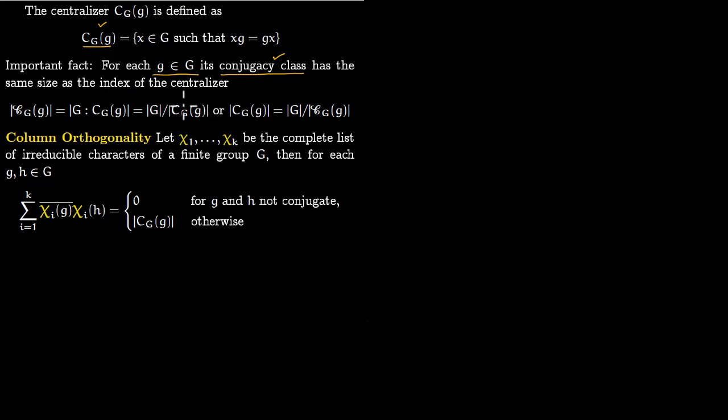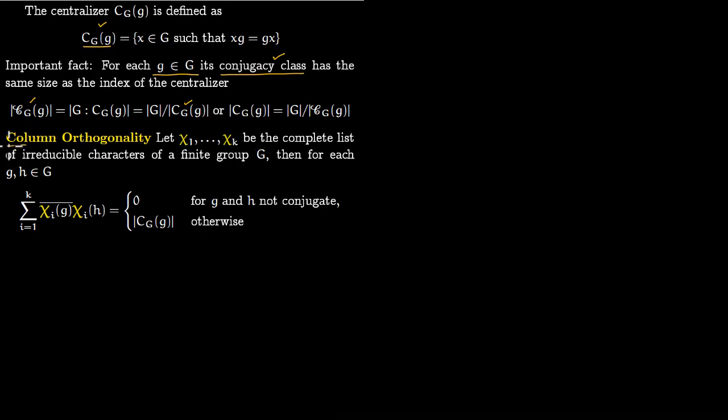We have a finite group G, so this would make sense. Or you can transfer this to this side, so the size of the centralizer is the same as the order of the group divided by the size of the conjugacy class. So size of the group divided by the conjugacy class.